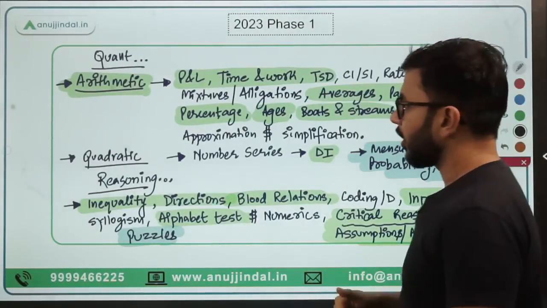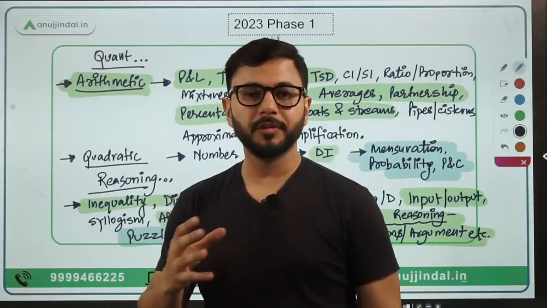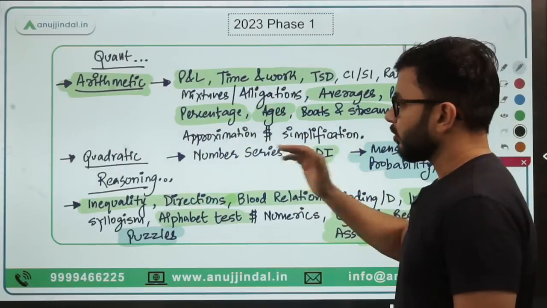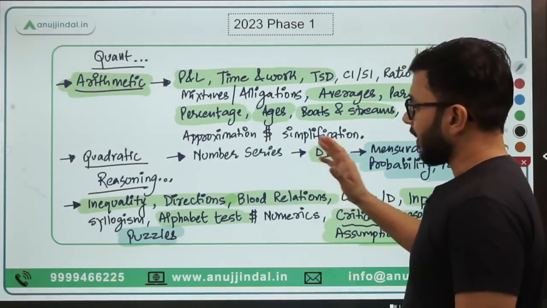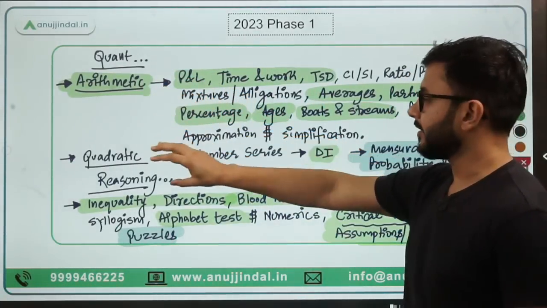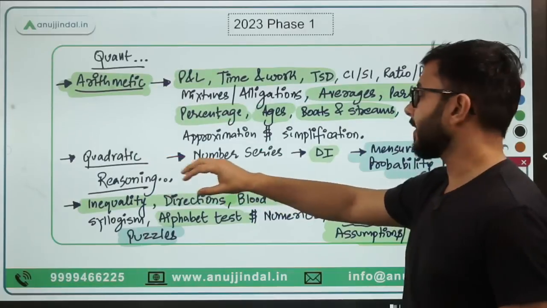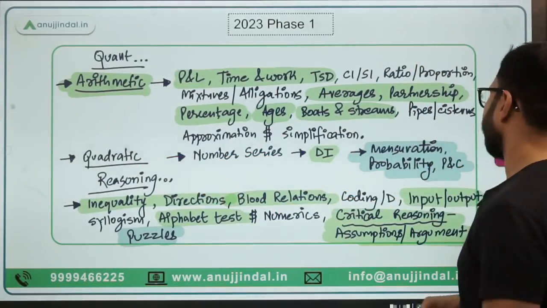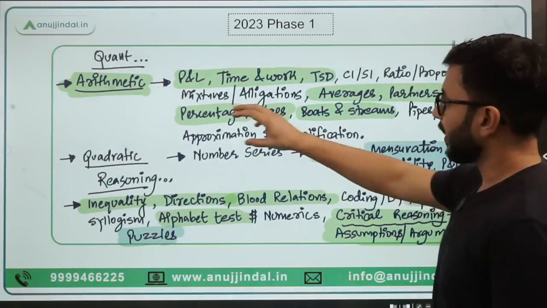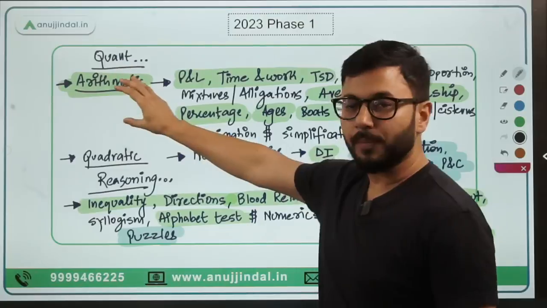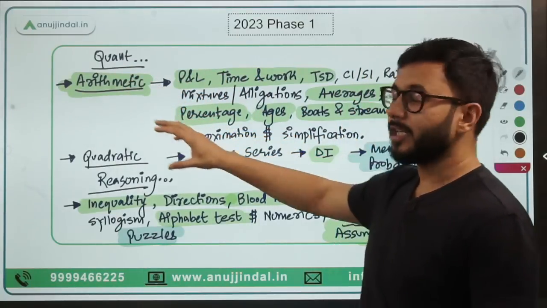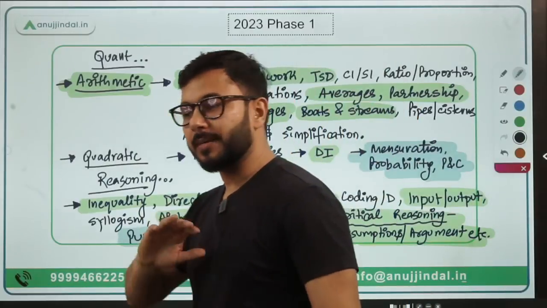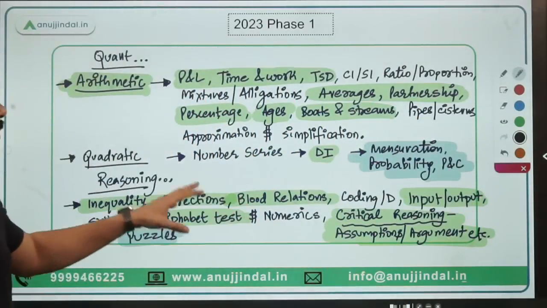When we come to quant and reasoning, what all should we focus upon in the next 2 months? Quant can be divided into three to four parts. The first one is arithmetic. Then we have quadratic, which is just one topic. Number series, data interpretation, mensuration, probability. Now, what I have done is, all the important topics I've highlighted in green, all the unimportant topics, topics that you can skip or topics that you should be attempting last, I've highlighted in blue.